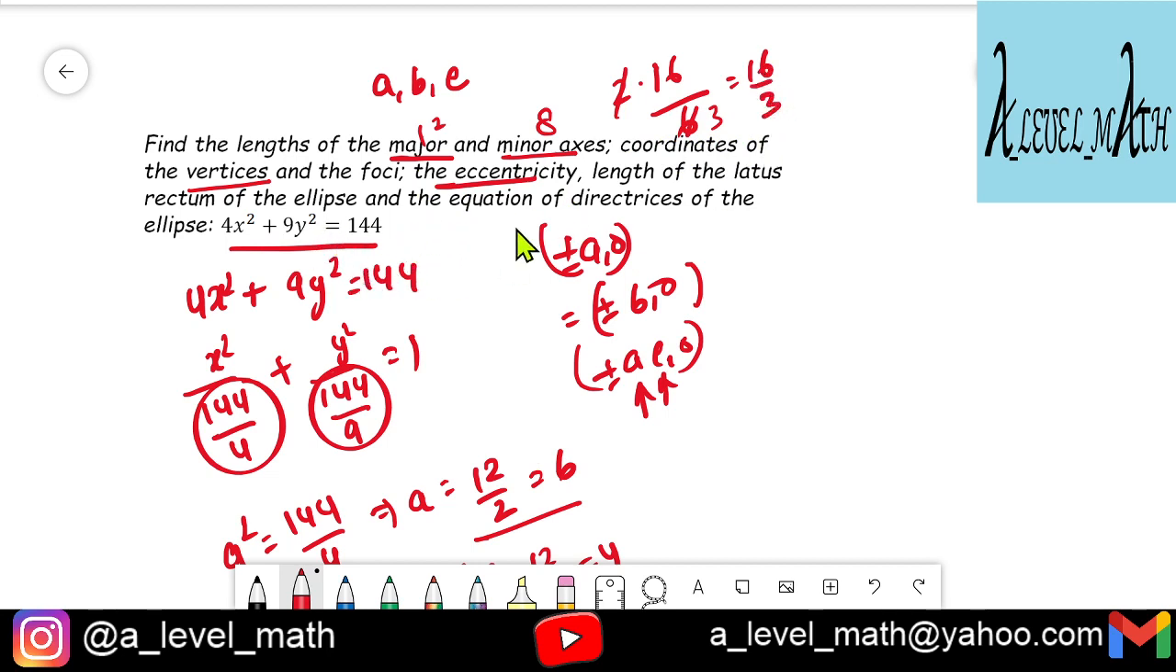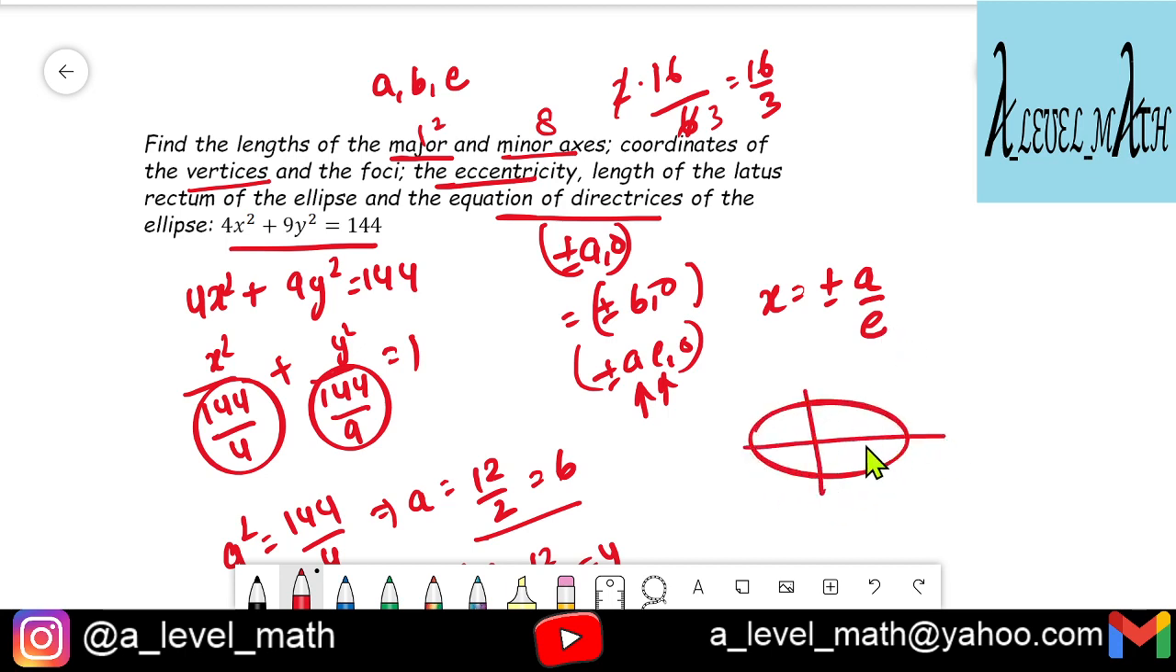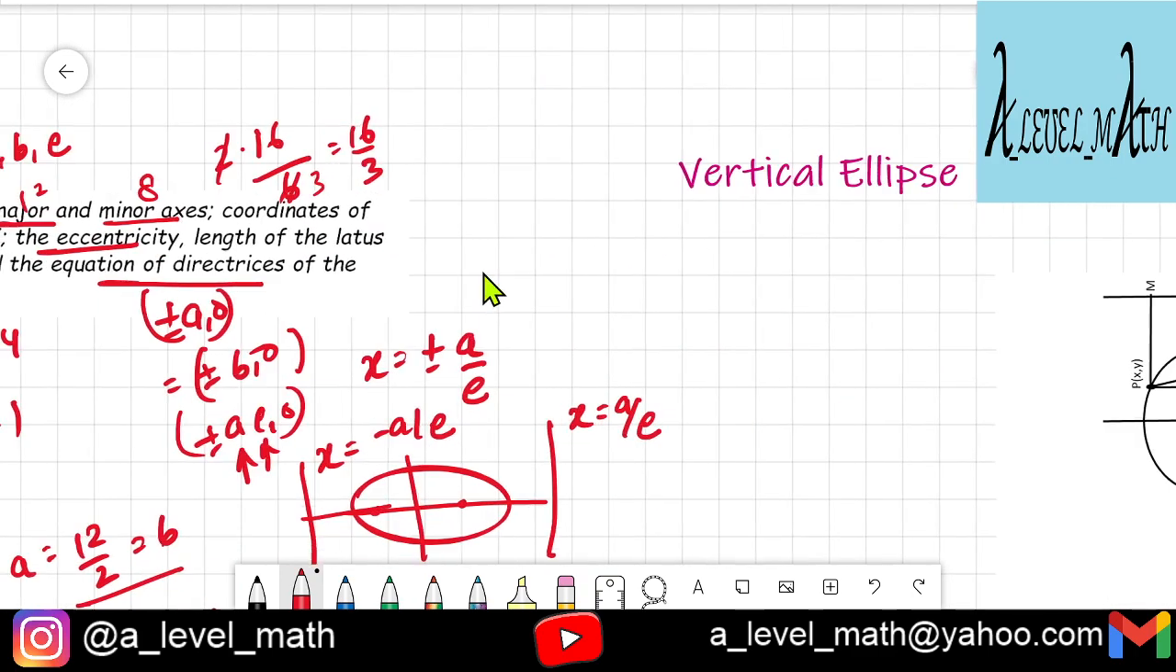And the equation of the directrix, remember, it's x is equal to plus minus a by e, because we have two directrices, guys. So first we have a focus over here and a directrix over here, and then we have another focus over here and another directrix over here. So this directrix is x is equal to plus a by e, and this directrix is x is equal to minus a by e. So these are the concepts of a horizontal ellipse.